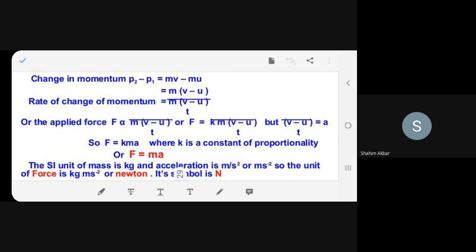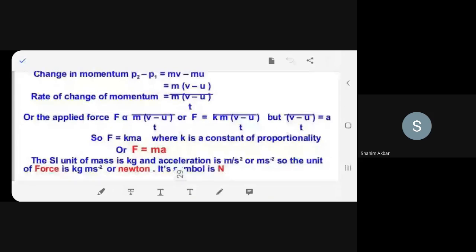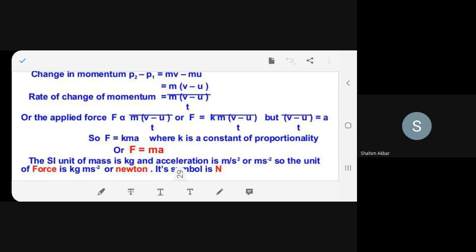Now you have to come to rate of change of momentum. Please understand what I'm trying to say. Whenever we talk about rate, we have to divide it by t, isn't it? Yeah, ma'am. So rate of change of momentum is equal to m in bracket v minus u divided by t. Yes, you can say divided by t. No problem. We say this way or that way, it does not make any difference. We should understand, that's it.